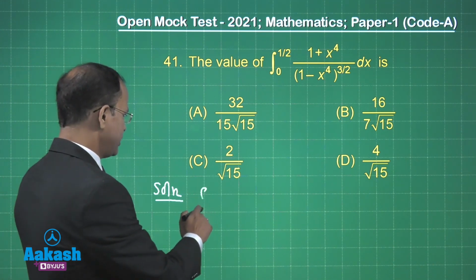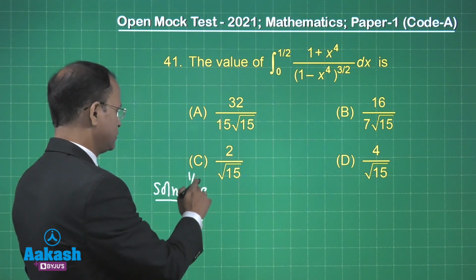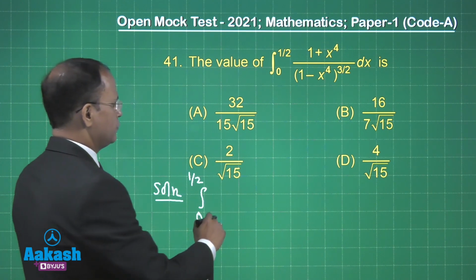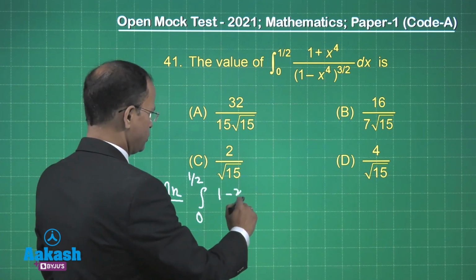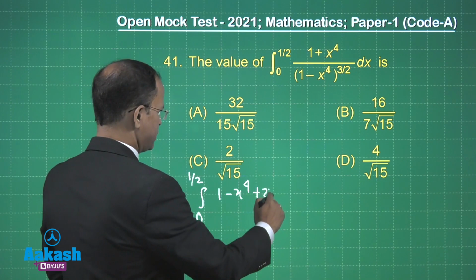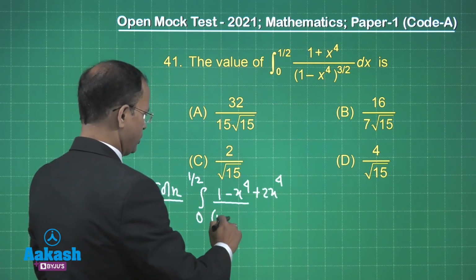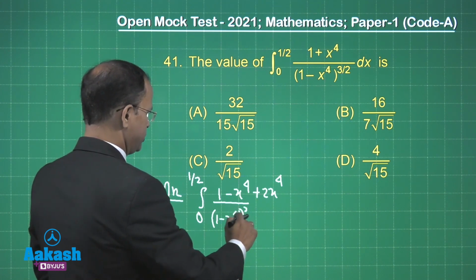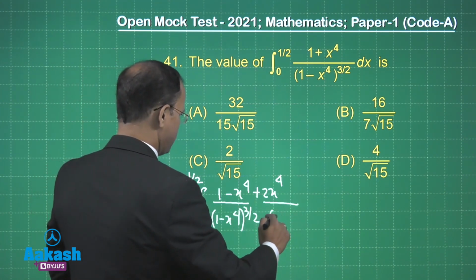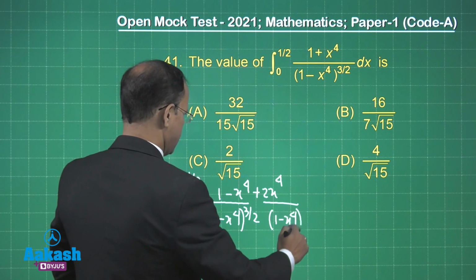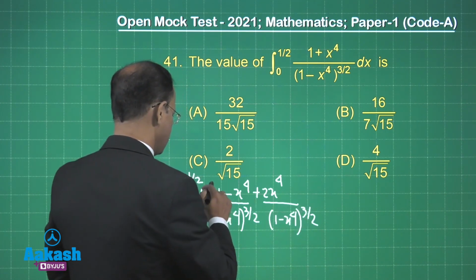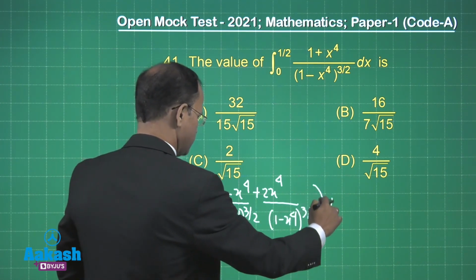So what we can do, we can write the integral from 0 to half, and we write this way: (1 − x⁴) and this is 2x⁴, right? We divide this integral by (1 − x⁴) to the power 3 by 2. Then we have (1 − x⁴) to the power 3 by 2, okay. So this is the integral I am talking about, fine.